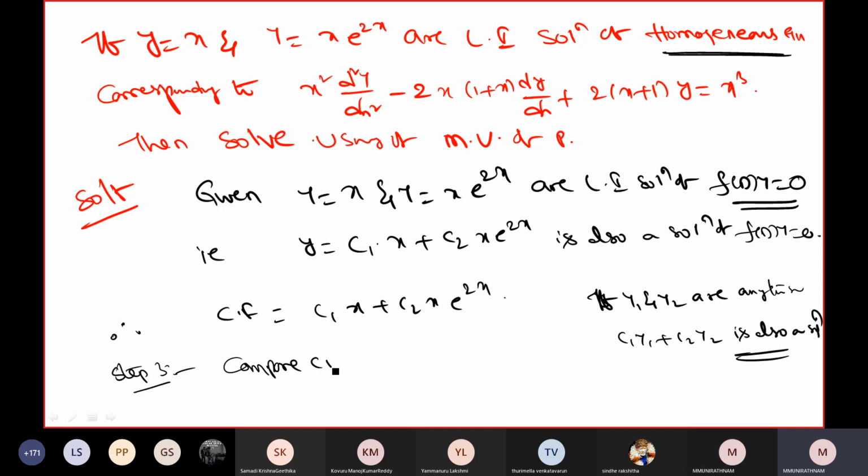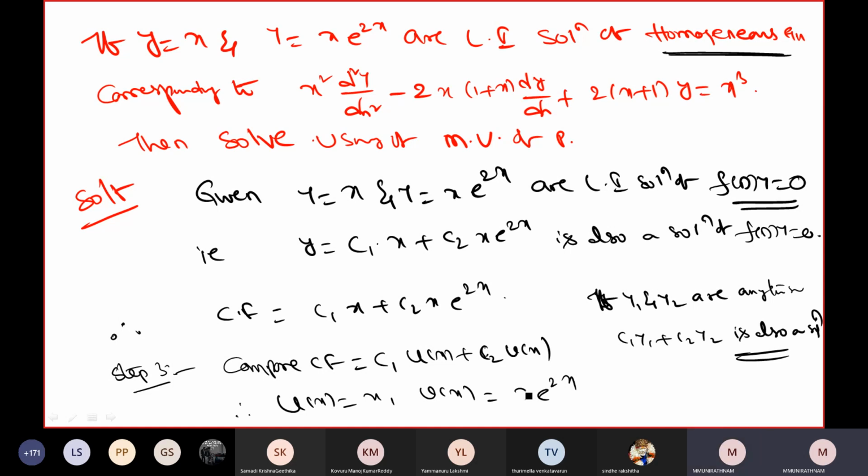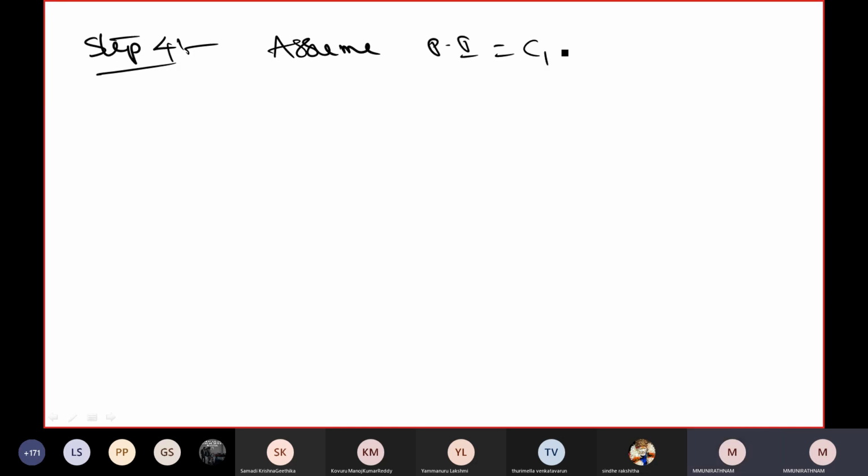Compare CF with C1 u of x plus C2 v of x. So therefore, what is u of x? x. What is v of x? x into e power 2x. Okay. Now what is our step 4? Assume PI is, sorry, a into u of x plus b into v of x.